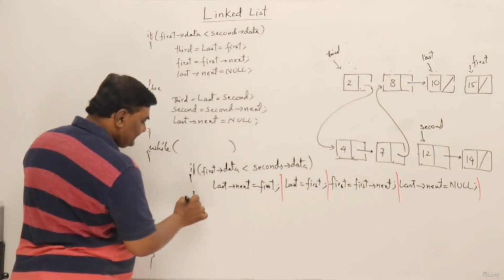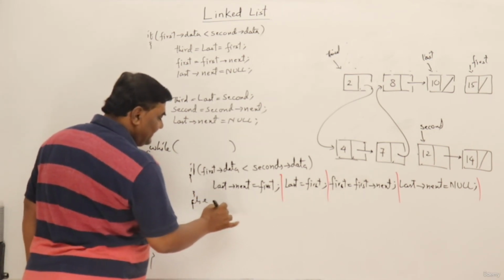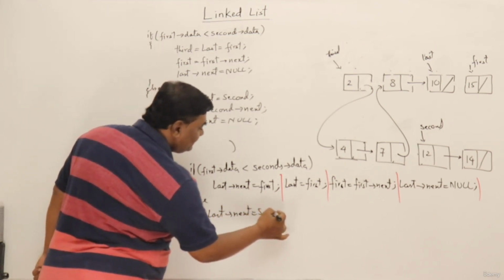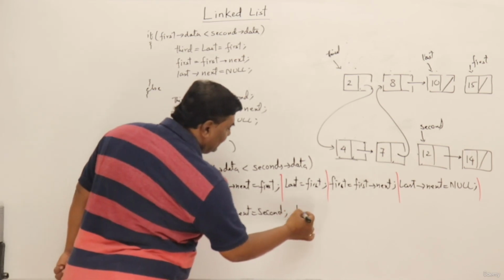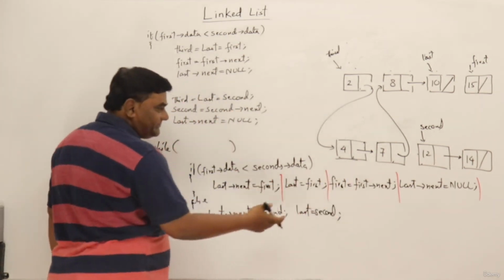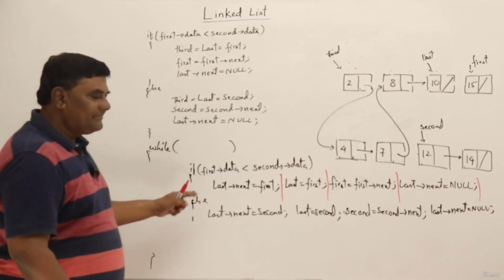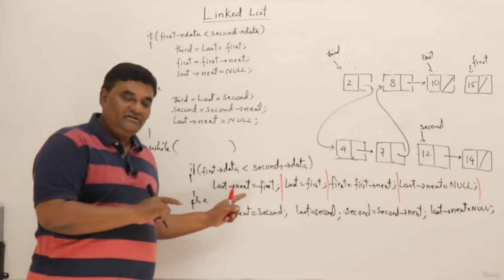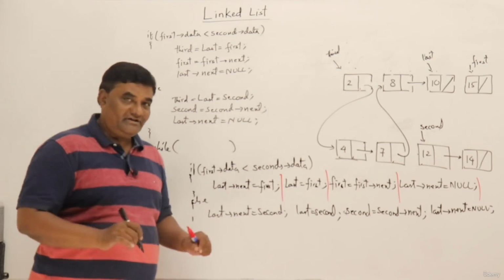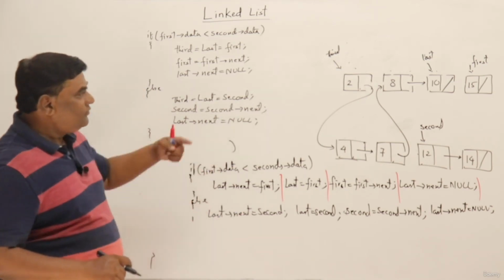Otherwise, if the second one is smaller, then for the second, the same steps should be performed. So last next should be made to point on second. Then last should point on second. I'll complete the steps. Same steps, just instead of first, it will be second. If first data is small, do this. If second data is small, do this. Steps are same, only the pointers are different. Pointer is either first or second. So this we have to go on doing.